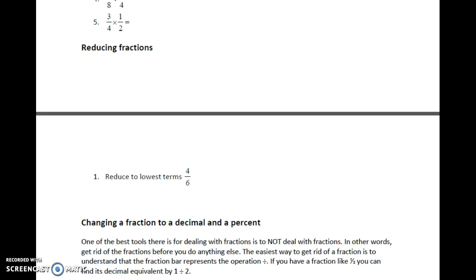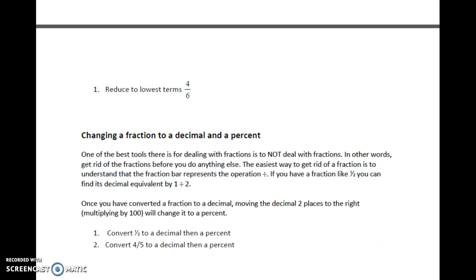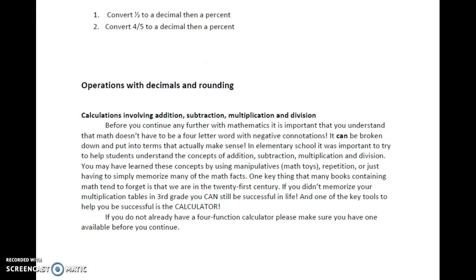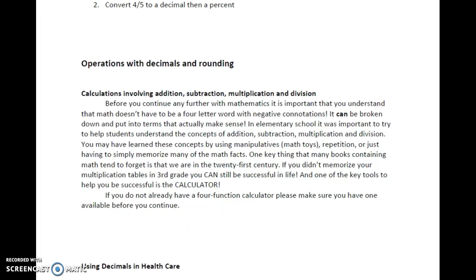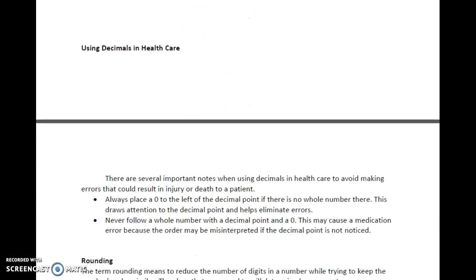Then the next section talks about how to reduce a fraction. Again, how to change a fraction to a percent, and then how to deal with the decimals, which, as I said, changing to a decimal is probably the best way to deal with a fraction. Make sure that you do have a 4-function calculator as you're working through these. And keep in mind that having a calculator to use is definitely not a bad thing. We don't want to make errors.